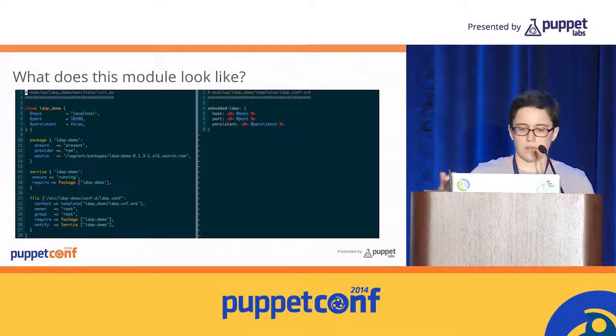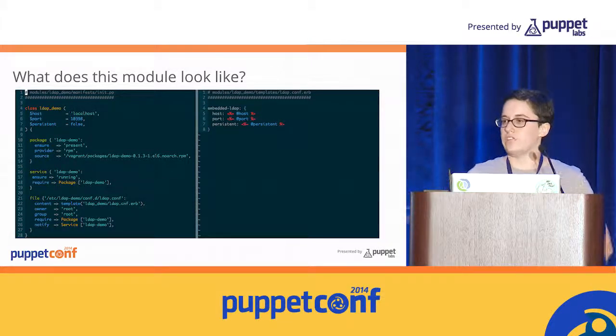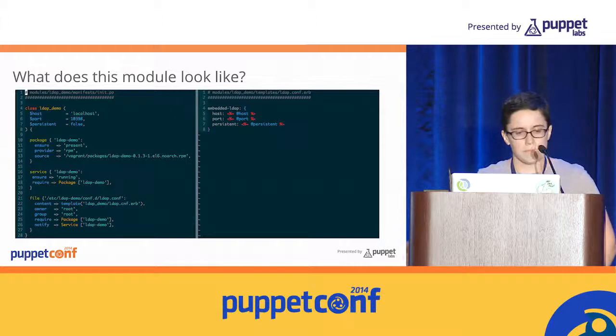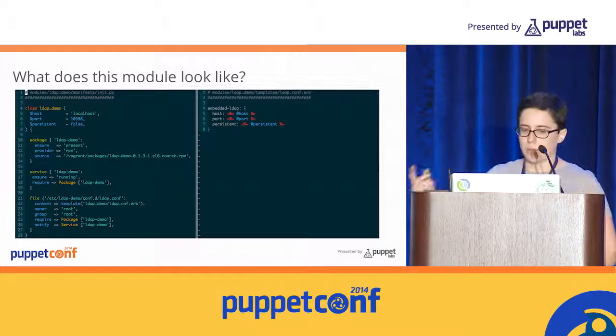So what does this module look like? It's pretty simple. I've got a package, I've got a service, and I have a file. That's all I need to set up my LDAP demo server. The service requires the package, and the file requires the package in order to create the directories for it. And also, it's going to notify the service. So anytime that the file changes, the service will get refreshed. And I have 3 class parameters here. And I have a template that the file resource uses for its content.